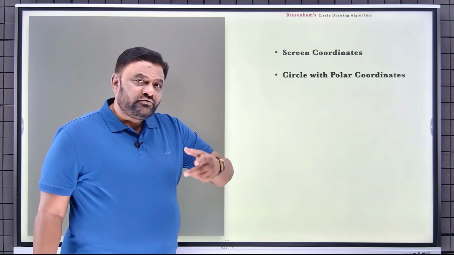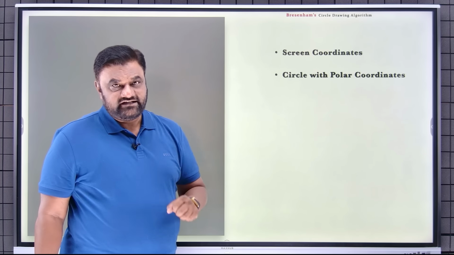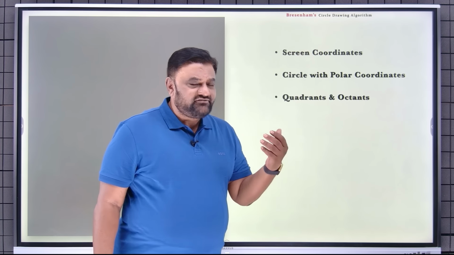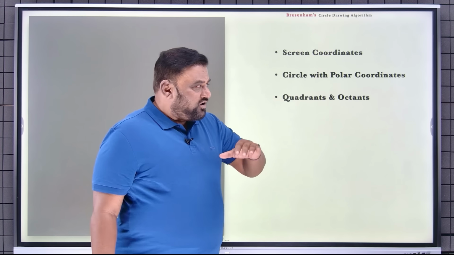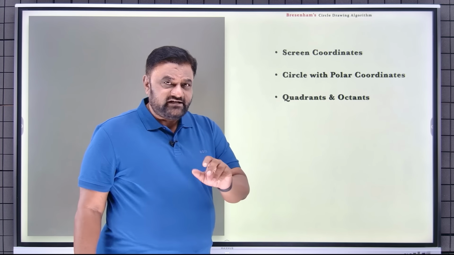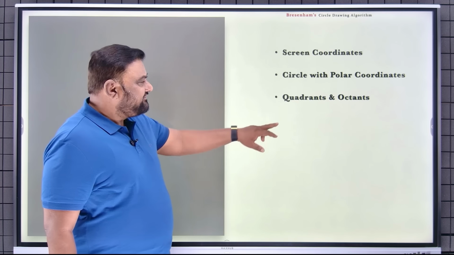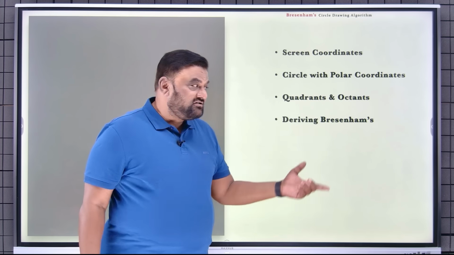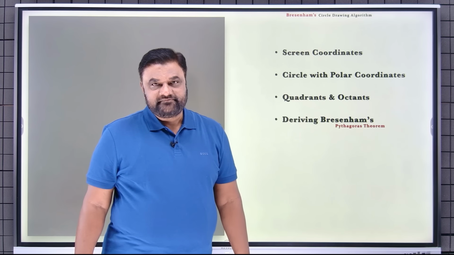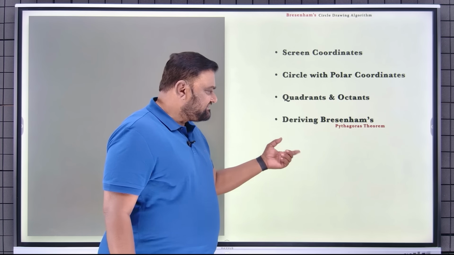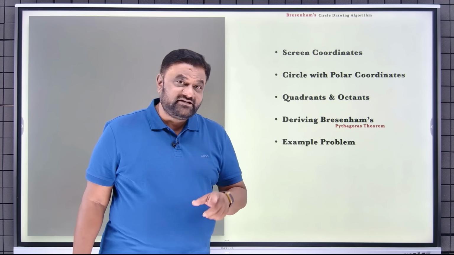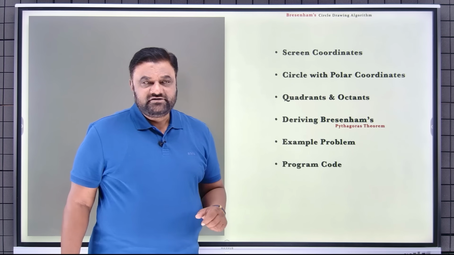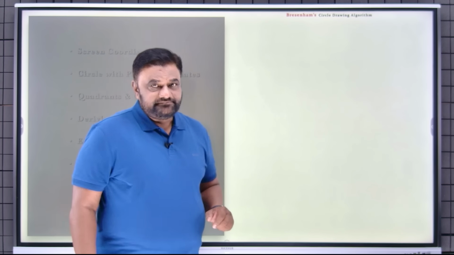Then we will go towards Bresenham's circle drawing algorithm. For that, first we will understand the coordinate system, world coordinate system, and that we'll understand what are quadrants and octants or octets. Then we will derive the method for Bresenham's circle drawing algorithm, which is based on Pythagoras theorem. Then after that, I'll take one example problem and show you how to draw a circle based on Bresenham algorithm. Then also I'll show you the program code. So these are the topics that we are going to learn.